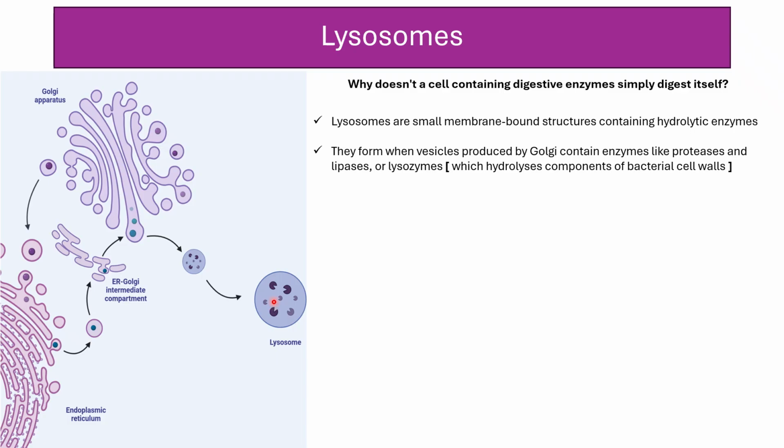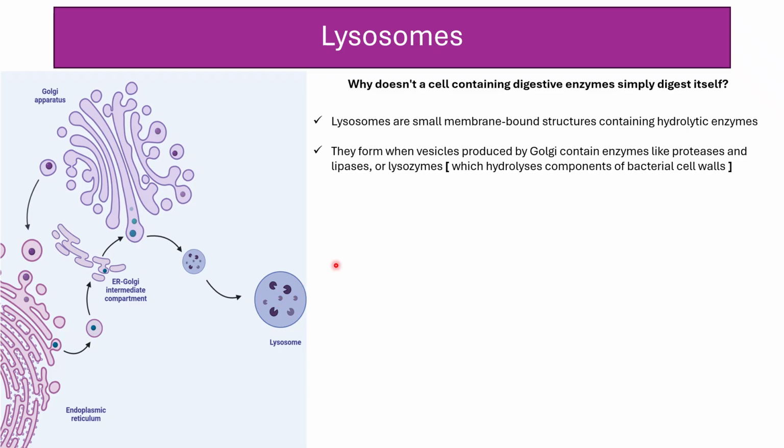And there are different types of enzymes. Some enzymes will be proteases, which are enzymes that break down proteins. Others will be lipases, which are enzymes that break down lipids. Also, there are lysozymes. Lysozymes are enzymes that hydrolyze components of the bacterial cell walls, and we will see in a minute or so when their role becomes very important. But for now, you just need to learn that a lysosome is a vesicle produced by Golgi. It has specific hydrolytic enzymes: proteases, lipases, or lysozymes.